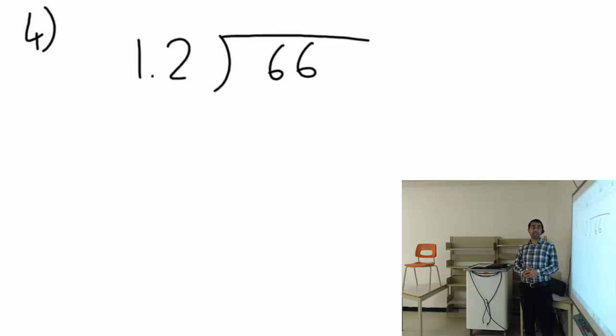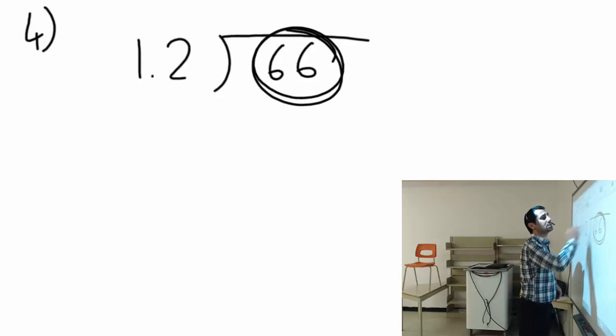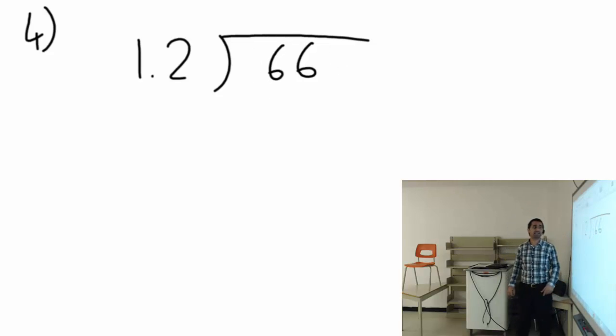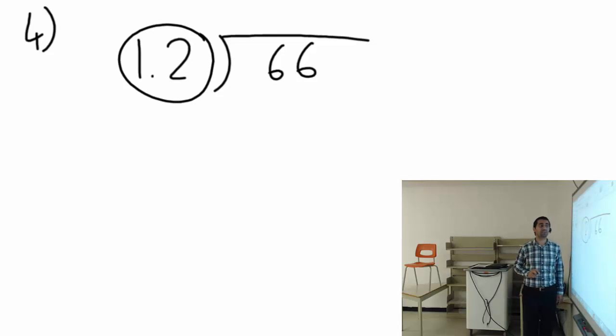Example number 4. Now I'm going to divide a regular number, 66, with a decimal number, 1.2. So how do I do that? Whenever you have a decimal number as the dividing number, you have to change the question. We must change this question to a brand new question. That has to be a regular number.